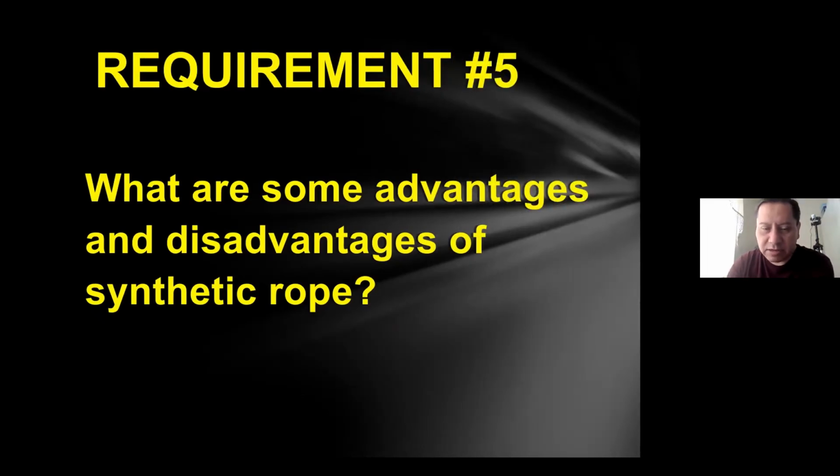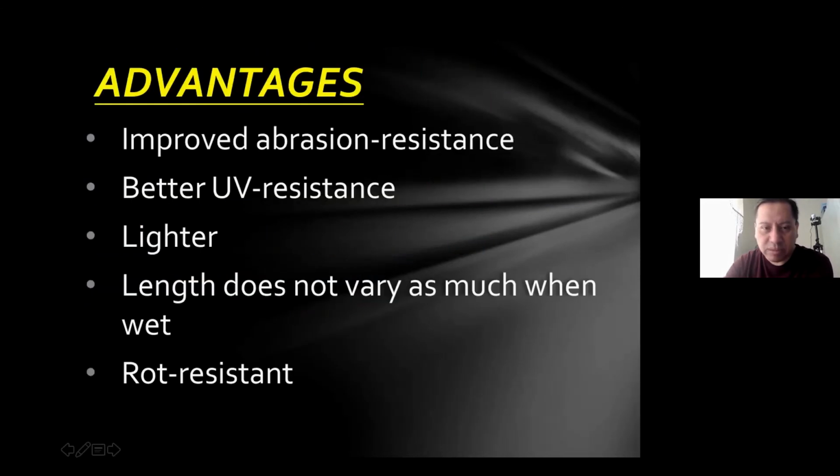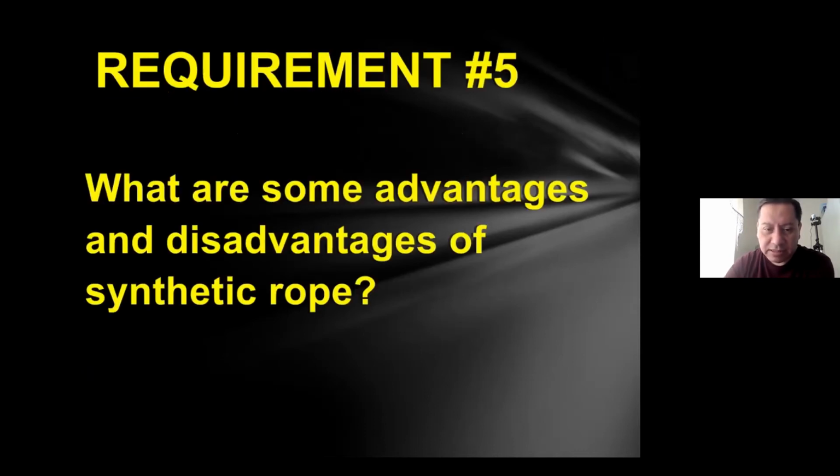What are some advantages or disadvantages of synthetic rope? Okay, so let's look at this. Improved abrasion resistance. So the synthetic rope doesn't break or tear very easy. It resists UV rays from the sun better. It's lighter. Length does not vary as much when wet. You know, ropes change texture when they get wet. Some get fluffy, some don't. Well, synthetic ropes do not change when they get wet. They remain the same. And they're rot resistant. They don't rot easily because it's made out of synthetic material. Ropes that are made out of natural materials rot easier. Okay, so those are the advantages of a synthetic rope.